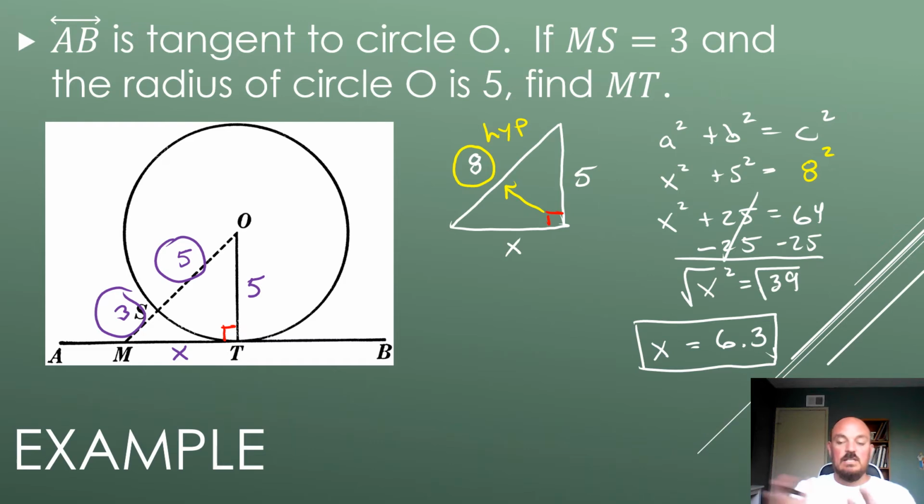So that's using our theorem. The theorem was telling us it's a right angle, which makes it a right triangle. The problem itself is saying, okay, it's a right triangle. That means I can use Pythagorean theorem. So we actually use two theorems in that one.